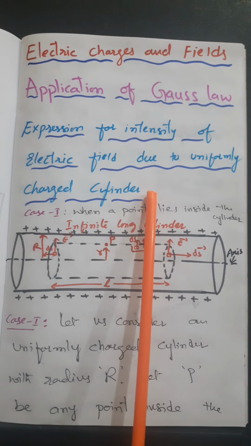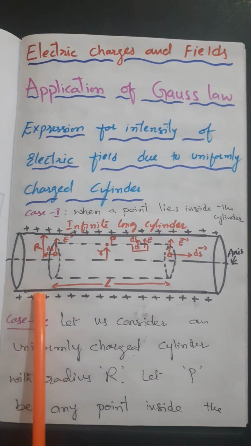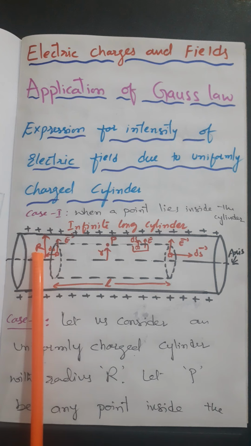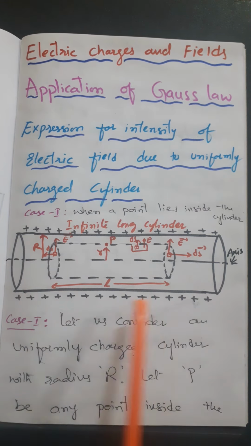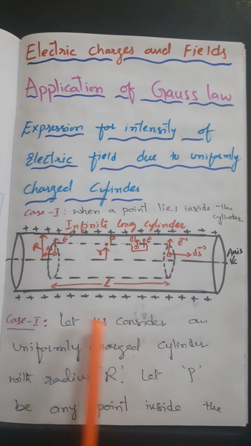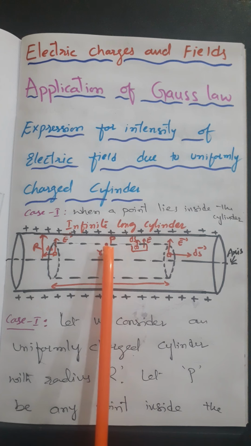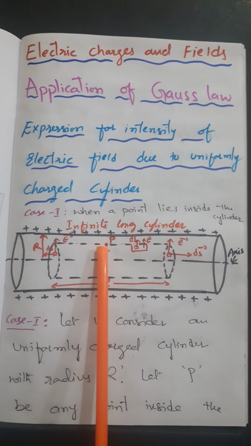So for that purpose, let us consider an infinitely long cylinder, having a radius capital R, and this cylinder is uniformly charged. Now here a point P lies inside the cylinder, where we have to calculate the intensity of electric field at the point P.